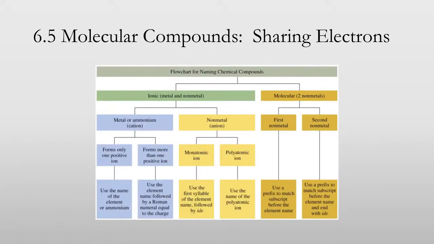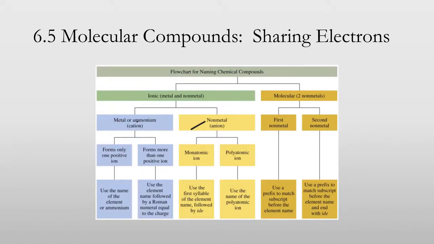So here's a flow chart for naming chemical compounds. If it's an ionic compound which exists between a metal and a nonmetal, you have first to name the metal and then to name the nonmetal. The metal, if it forms only one positive ion, you use the name of the element or ammonium. If it forms more than one positive ion, you use the element name followed by a Roman numeral that is equal to the charge of the atom or atoms.